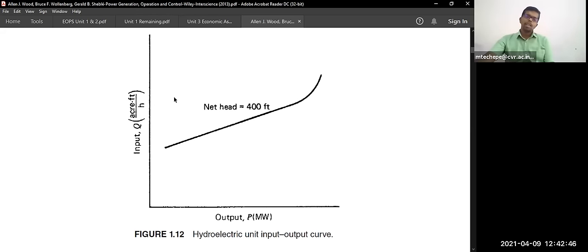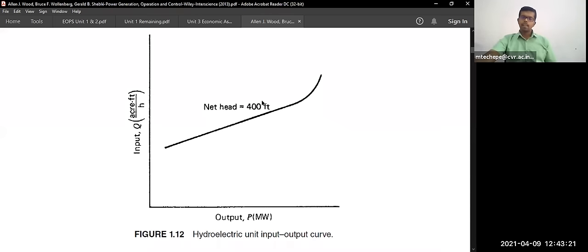So due to the discharge, which we assumed in acre feet per hour, that much discharge is hitting the turbine, with that much velocity and speed, so that the power generation will also be maximum. This is the example given for a net head of 400 feet. This is being generated.